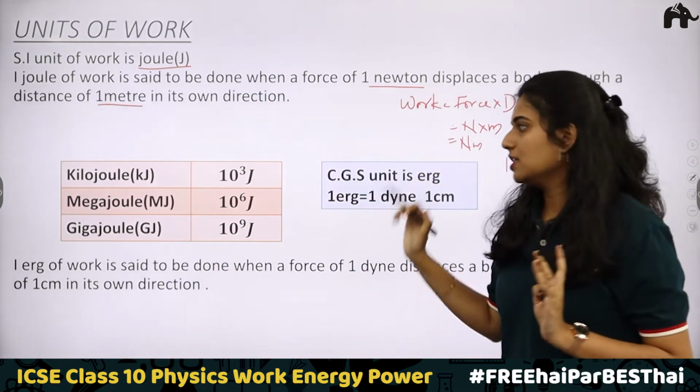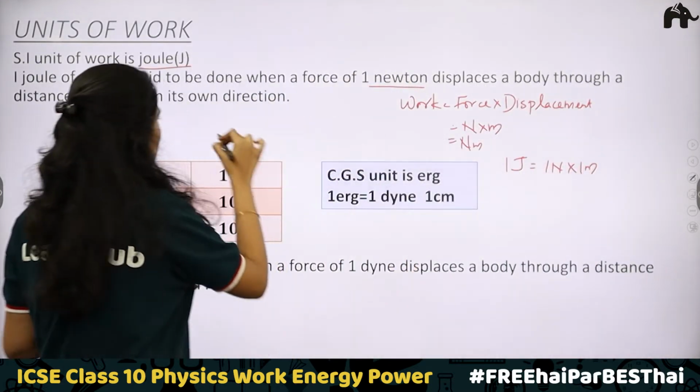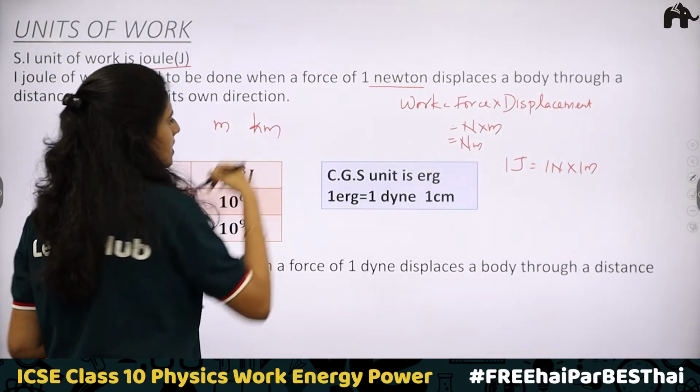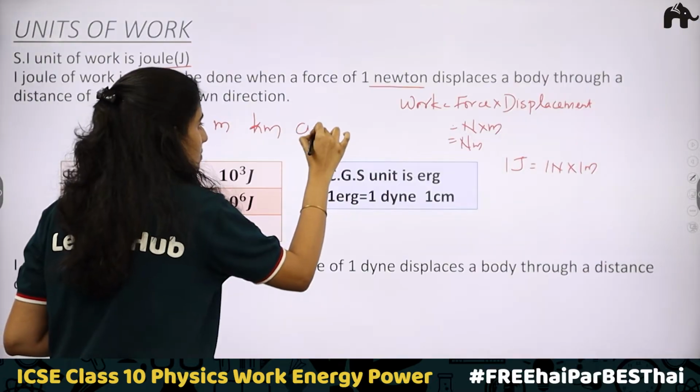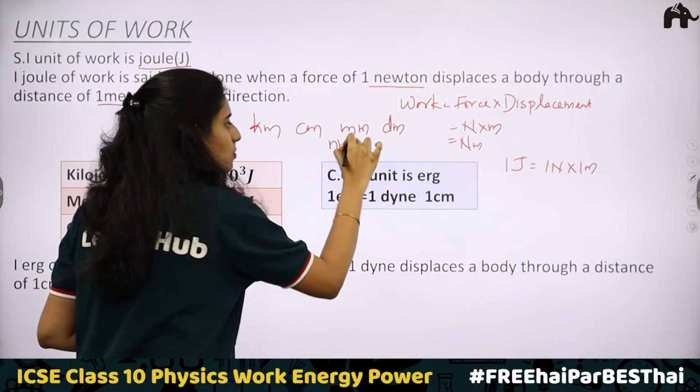There are some other units also. First is kilojoule. We know if we consider distance, you have meter as the standard unit, then kilometer, then you have centimeter, you have millimeter, decimeter, nanometer, etc.